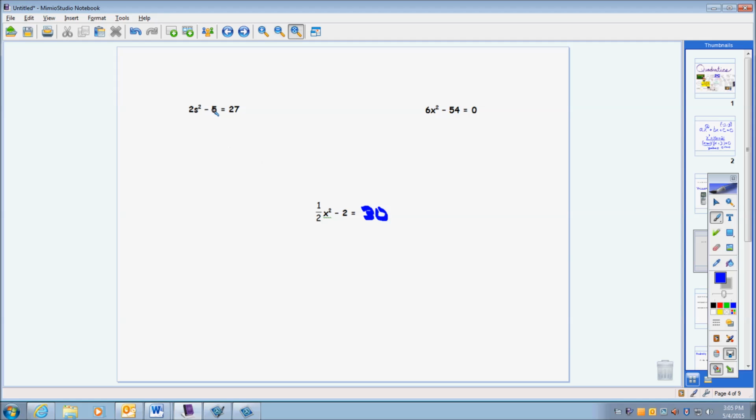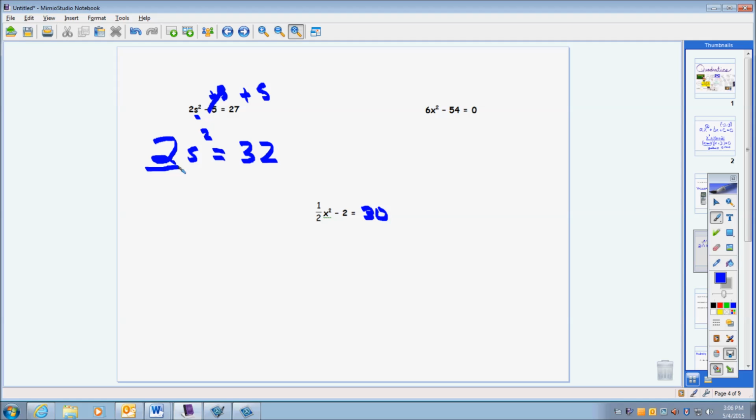Okay, another thing in class. This one's a little rare on an SOL, but we're going to solve these by hand. So I'm going to solve for s as in Sam. I'm going to add 5, just like an equation. I'm going to move this 5 over by adding. So I'm going to get 2s squared equals 32.